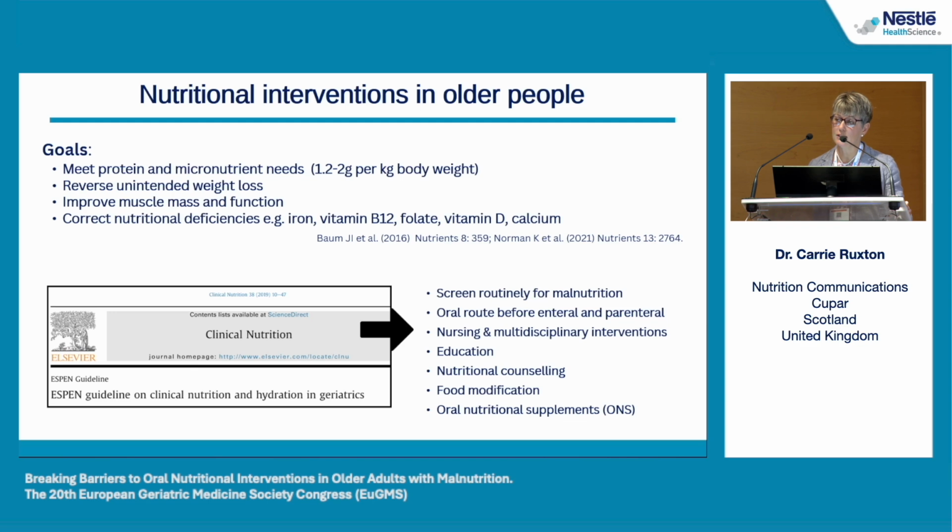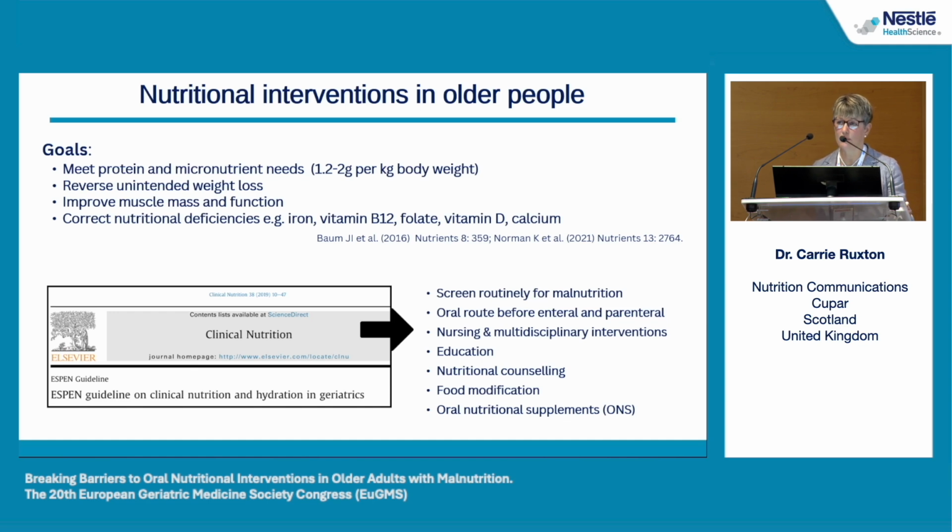We need to reverse unintended weight loss, and that involves a lot of assessment over time of these patients. We need to improve muscle mass and function, so that's going back to the resistance training. And then we need to correct any deficiencies, which might either be through an ONS, a multi-nutrient supplement, or you might even need a prescription for things like B12 or iron. Vitamin D as well can sometimes get very low if people are housebound. So we've got the ESPEN guideline here, which I'm going to focus on in a minute in relation to ONS, but they have key things that we need to be thinking about when intervening with patients.